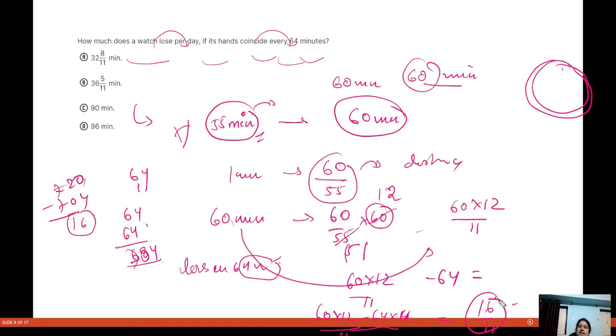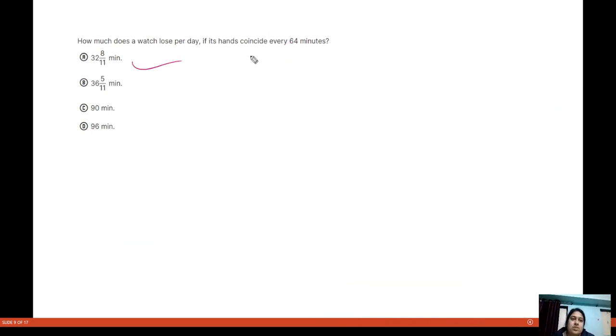Okay, look at this question. It is asking how much does a watch lose per day if its hands coincide every 64 minutes.